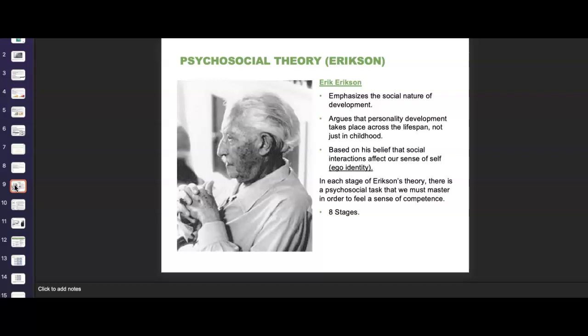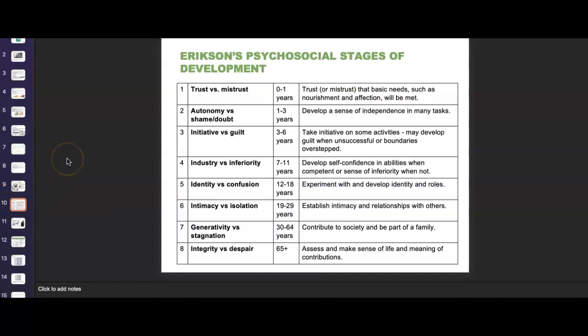Based on his belief that social interactions affect our sense of self, this was your ego identity. In each stage of Erikson's theory, there is a psychosocial task that we must master in order to feel a sense of confidence. His stages were organized in 8 stages, the first stage being trust versus mistrust.